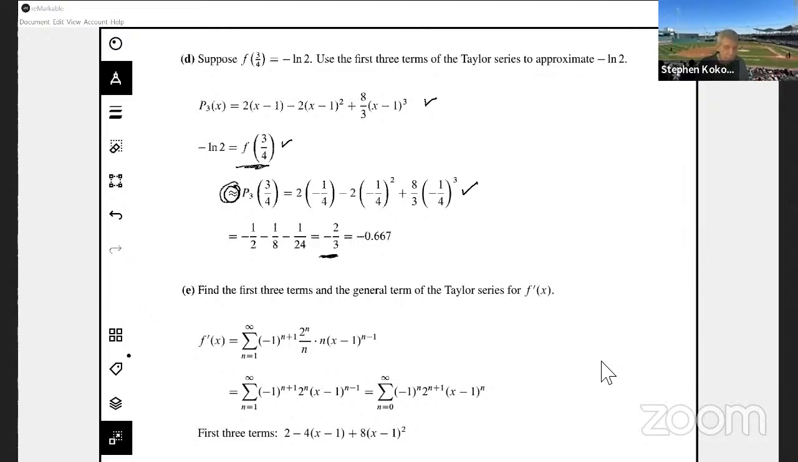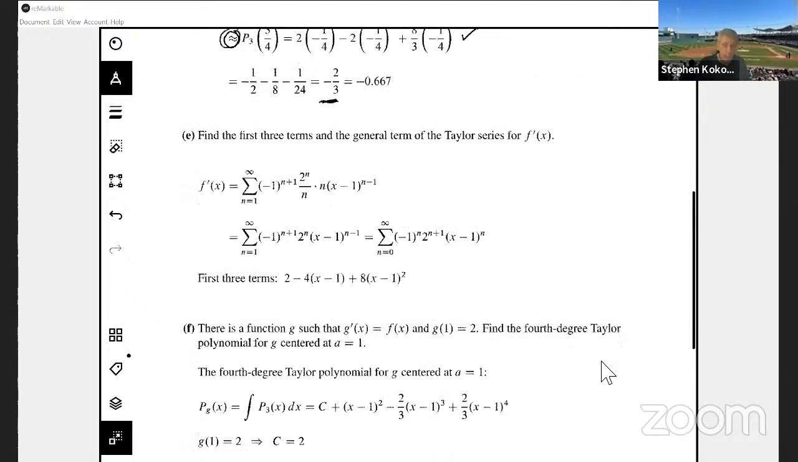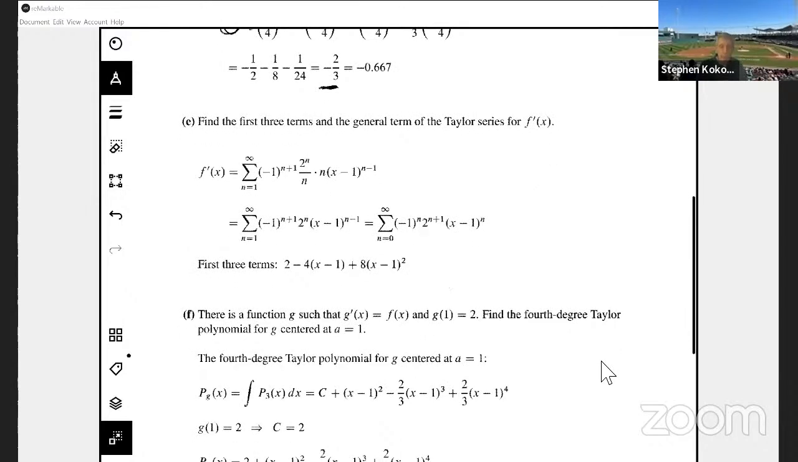Find the first three terms in part E here and the general term of the Taylor series for the first derivative. Well, how do you do this? You take the derivative term by term. So let's see if I've got this correct here. There are no x's here, no x's here. They're treated as a constant. I use the power rule on this. I bring the n down, subtract 1 from the exponent. And then I tried to do a little bit of simplification. What happened here? Well, the n's cancel, and I'm left with this.